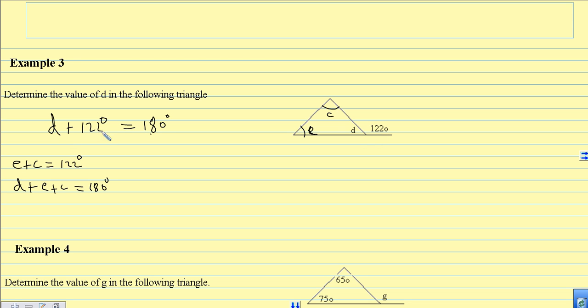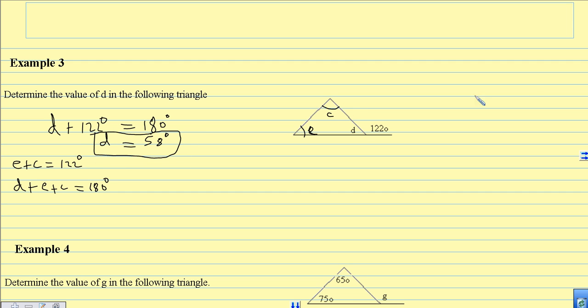D plus 122 equals 180 degrees. So if I subtract 122 degrees from both sides, I would get D equals 180 degrees minus 122 degrees, which would be 58 degrees. Okay? That's that.